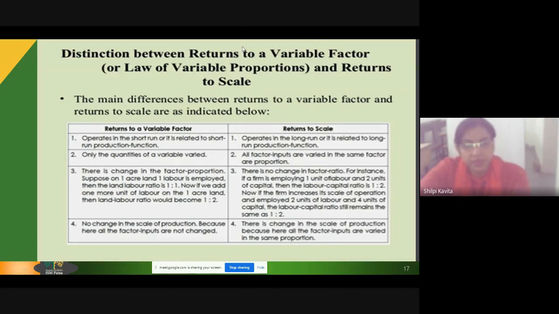Then the third point of distinction is the change in factor proportion. Factor proportion is changed in the returns to a variable factor, while in the returns to scale, there is no change in factor ratio. And fourthly, in the returns to a variable factor, there is no change in scale of production because here all the factor inputs are not changed, while in the returns to scale, there is a change in the scale of production because all the factor inputs are varied in the same proportion.